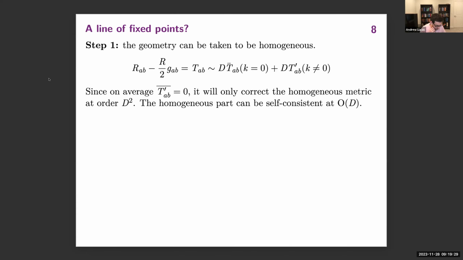So we know the setup now. We have this Einstein scalar theory. The scalar field has disordered boundary conditions, while we take the metric to look like AdS in the UV, and then we ask what is the emergent IR geometry. And the first claim that I want to make is that the IR geometry will be essentially homogeneous.